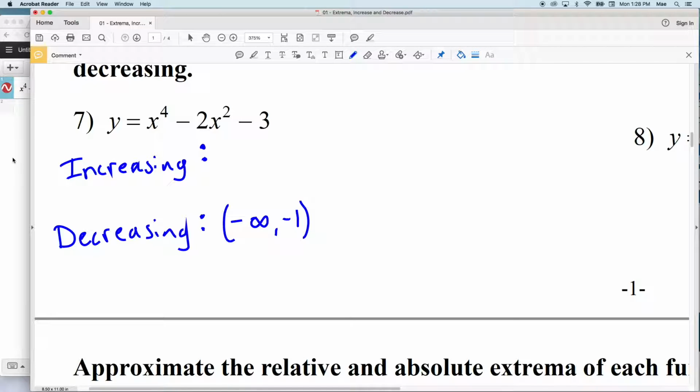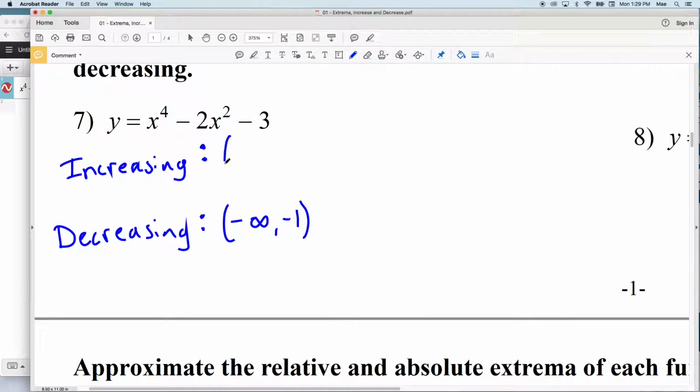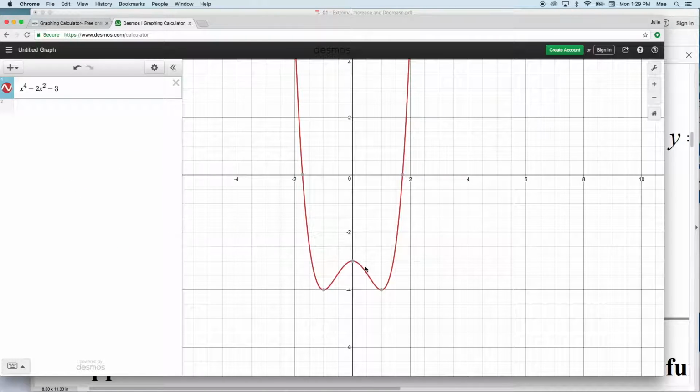After that, it begins increasing, and it increases until that next extrema. So from -1 to 0. Then it begins decreasing again from 0 to the next extrema, 1.